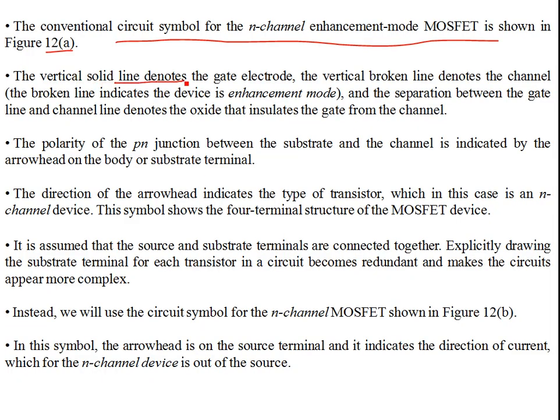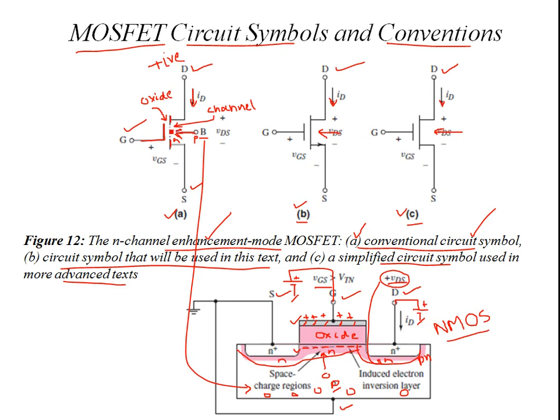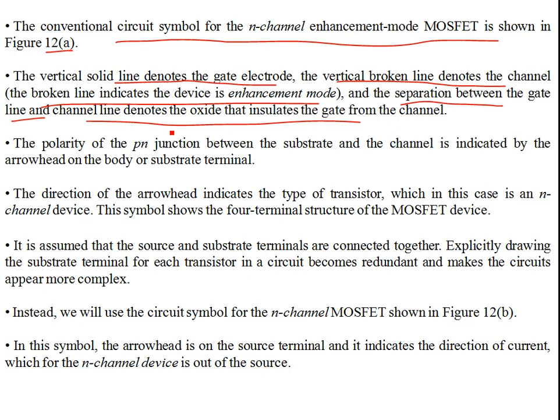The vertical solid line denotes the gate electrode. The vertical broken line denotes the channel, which we talked about before. The broken line indicates the device is enhancement mode. The separation between the gate and the line denotes the oxide that insulates the gate from the channel. So it's this oxide which I have shown before.